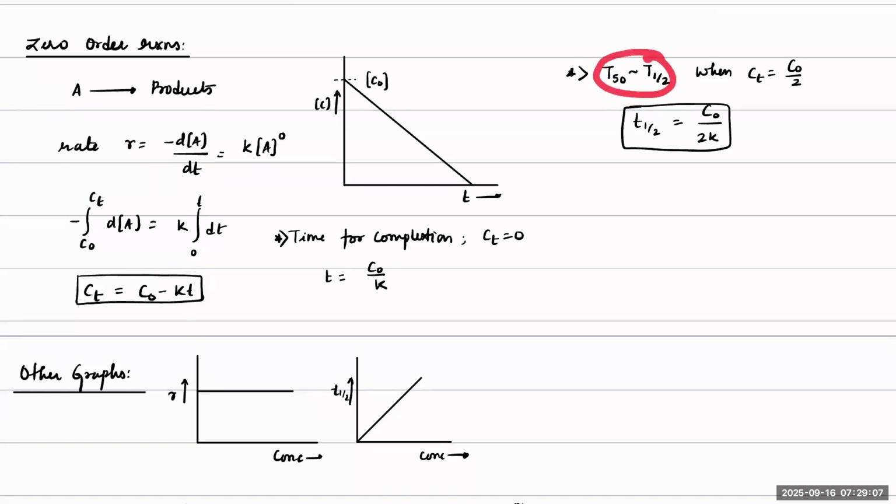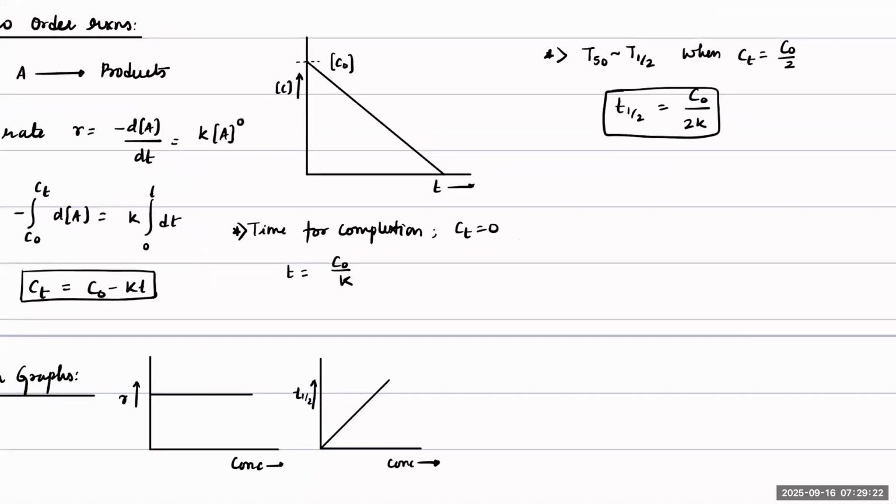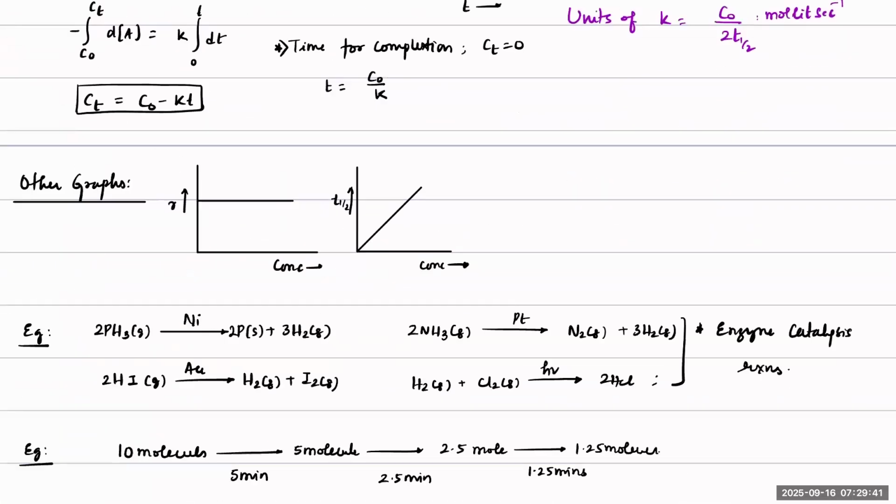Other important factor which we'll be always using is T50, that is half-life. T50 is when Ct is equal to C naught by 2. So half-life of zero order is C naught by 2K. Clear? What are the units of K? Check out that as well. Units of K, you can write it from here only. C naught by 2K is T50, right? So which means it is mole per liter per second inverse. That will be the units of K.